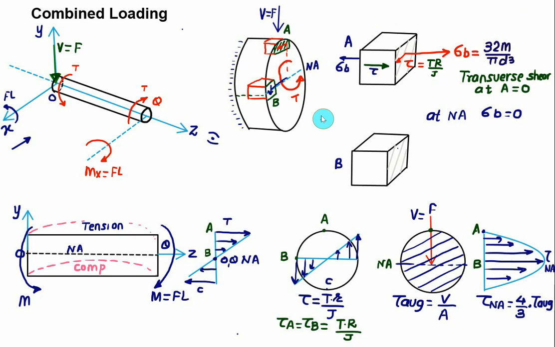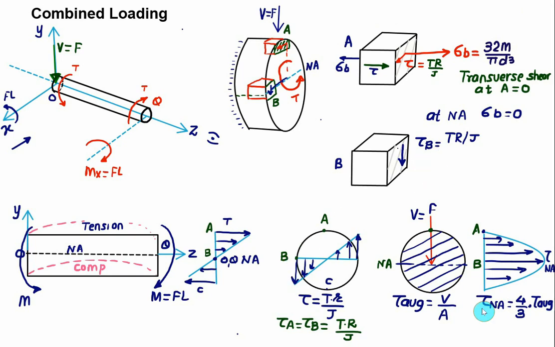So on this face you have to show one shear stress. This will be the value of tau B due to torsion, and the shear stress due to torsion at point B will be equal to T into R divided by J, that is the polar moment of inertia. Remember here the point B is an outer fiber, so it has the maximum possible value.